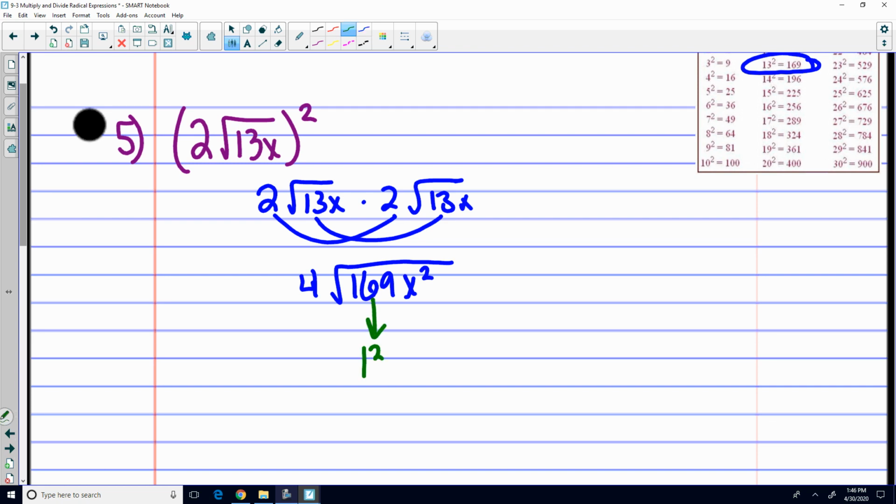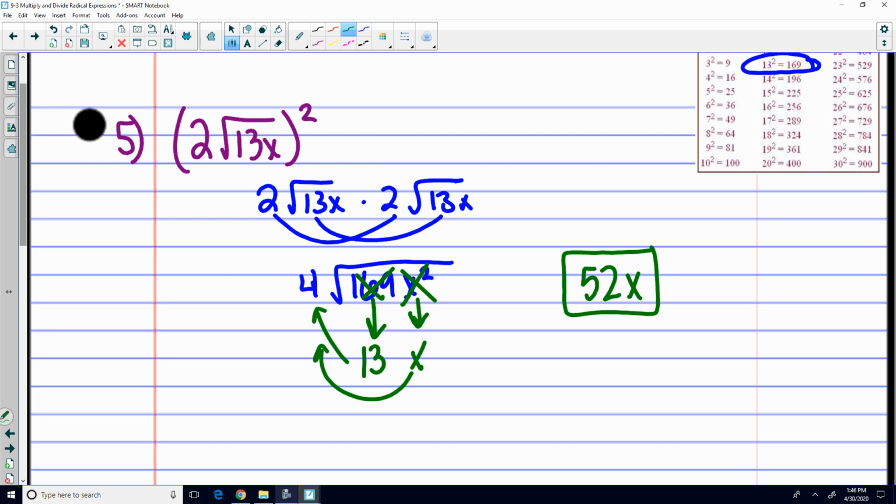This will become 13. And actually, remember, we can take out variables that are even, and this is going to become x. There's nothing left in my radical again. So I'm going to multiply 13 times 4 and bring the x out. 13 times 4 is 52x. And that is actually my final answer because I had perfect squares inside my radicals. That is the end of multiplication.